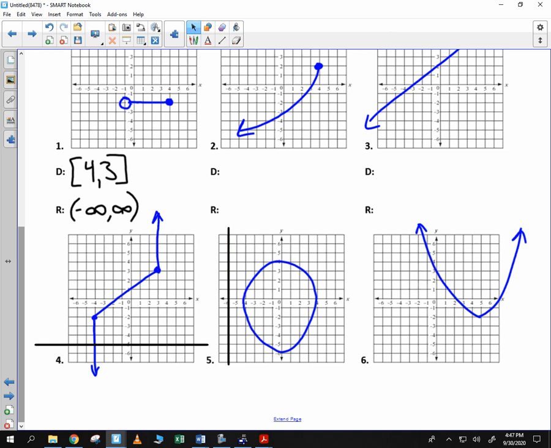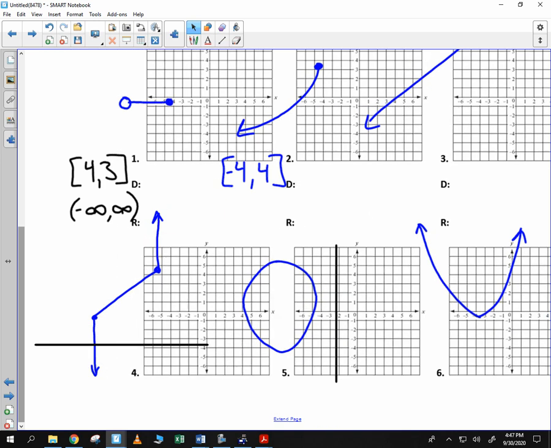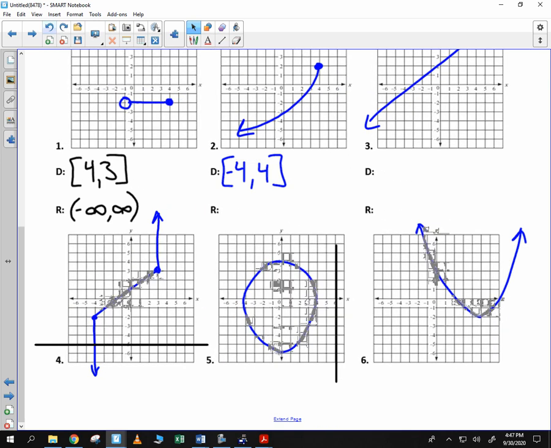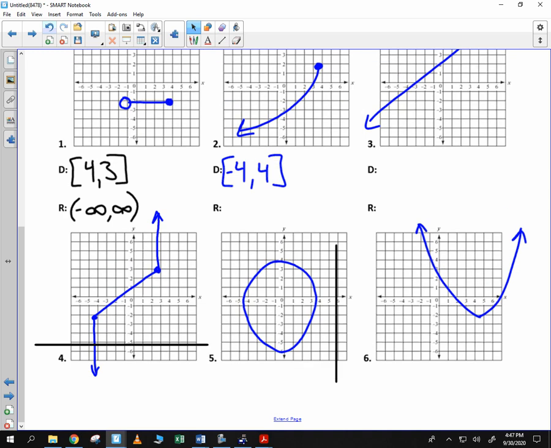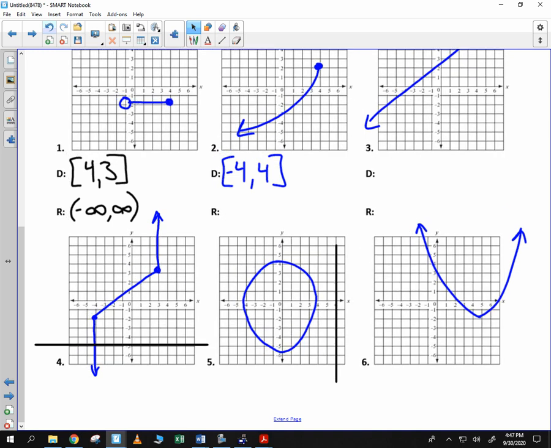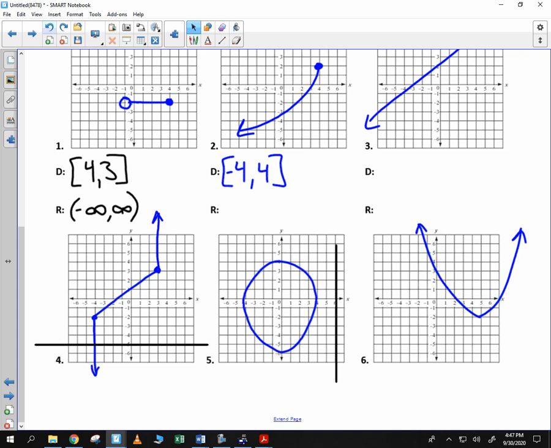In this situation, you start picking up values. Well, we'll say 4. If the graph isn't perfect, just estimate. So we'll say negative 4 to 4. And then your range, it starts at negative 6 and it goes up to 4. So negative 6 up to 4.